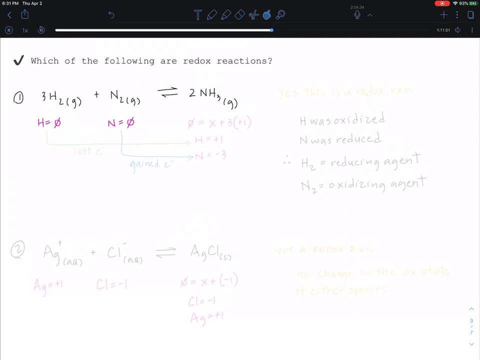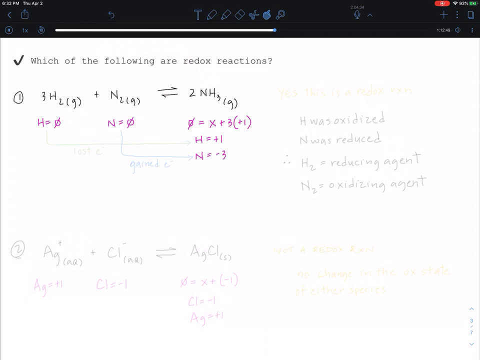Ammonia is a neutral molecule as well, so the overall sum of all of the oxidation states is going to equal 0. I don't know what nitrogen is, so I'm going to add to it 3 hydrogens, and I know that hydrogen typically is in the plus 1 oxidation state. When it's not, it's because it's bonded to something that's less electronegative than itself, like some sort of metal. So in this case, the hydrogen, being in the positive one oxidation state, was oxidized, and the nitrogen, now being in the negative three oxidation state, was reduced.